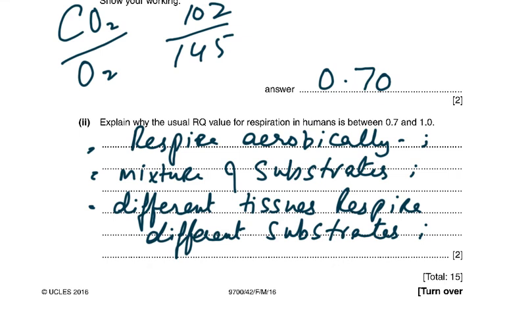Then, of course, the last part: explain why the usual RQ value for respiration in humans is between 0.7 and 1. For carbohydrates it is 1, for proteins it is 0.9, and for fats it is 0.7. I tell you to remember it as 6 over 6 for glucose, and P for protein: if you make a mirror image of P it becomes 9, and F, if you make a mirror image, becomes 0.7. So they're all less than 1. Whenever it's less than 1, it is aerobic respiration, but if it's more than 1, then it's anaerobic respiration. So respire aerobically, a mixture of substrates, and different tissues respire different substrates. The brain can only use glucose. So that is what we had to understand.